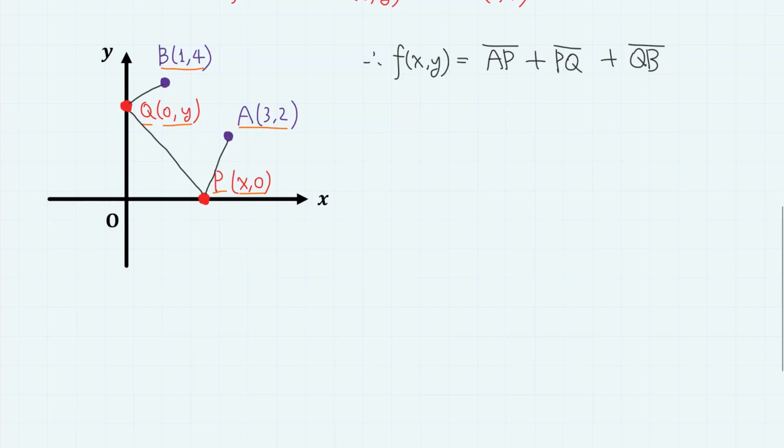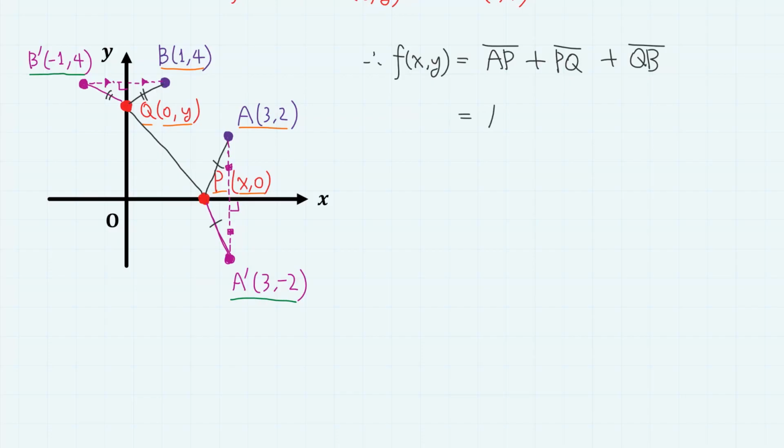And we can find the minimum value of this distance like this. First, we draw this symmetric point A prime (3, -2) on the other side of the x-axis. And then we draw this symmetric point B prime, which is (-1, 4) on the other side of the y-axis. Then, since these two distances are equal and these two distances are equal, we have the length of A prime P plus the length of PQ plus the length of QB prime.